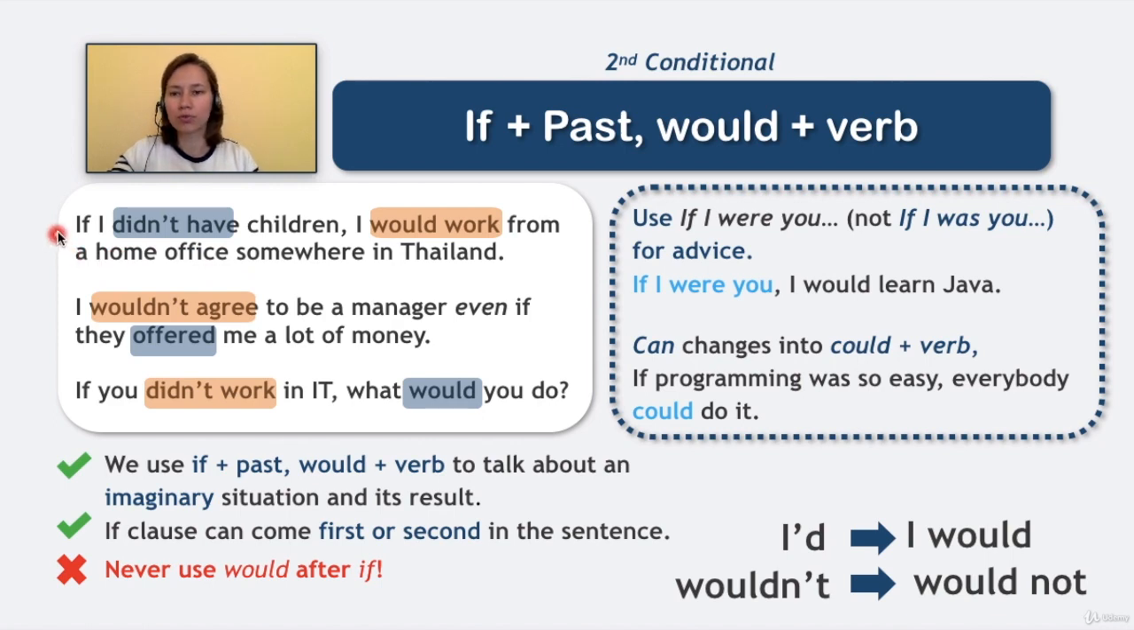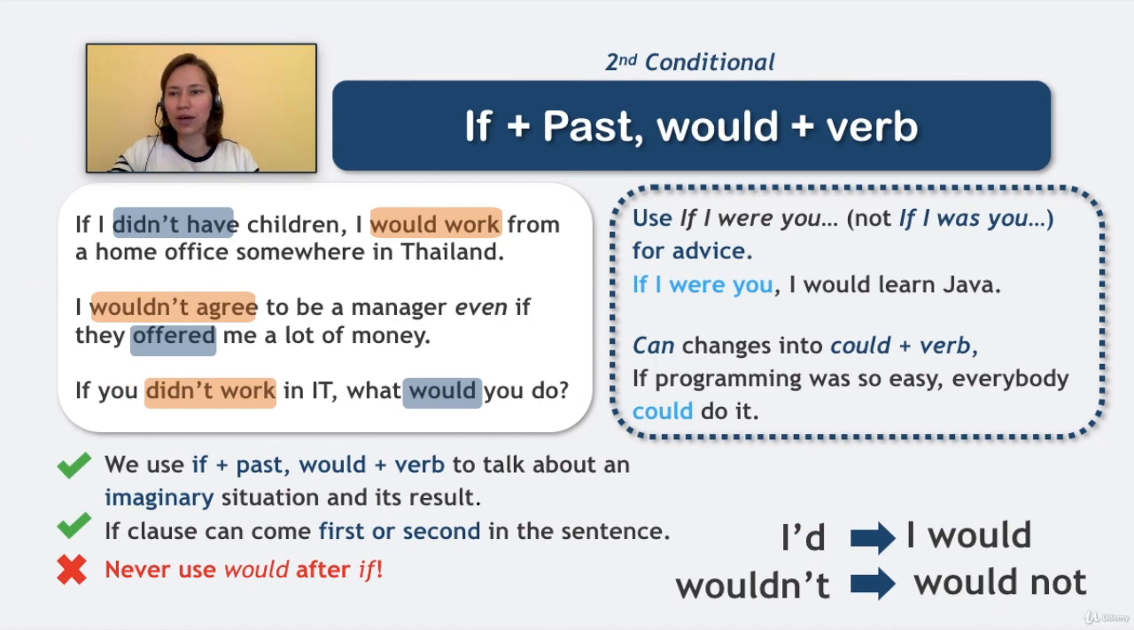We can also form a negative one. I wouldn't agree to be a manager even if they offered me a lot of money. Again, you can say would or you can say wouldn't. And after would or wouldn't, you use the verb. Okay, and you can also make a question, a conditional question. If you didn't work in IT, what would you do?